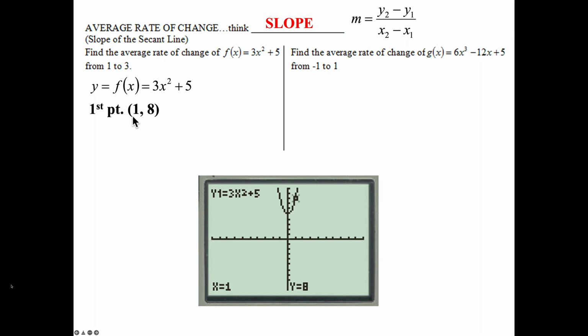So that's my first point. Then I'm going to type in a 3, enter. It gives me a y coordinate of 32. This is my second point. And from here, I'm going to use the slope formula. Second y, 32, minus 8, over second x, 3, minus 1. 24 over 2 reduces to 12. That's the average rate of change of this function between these two x coordinates.